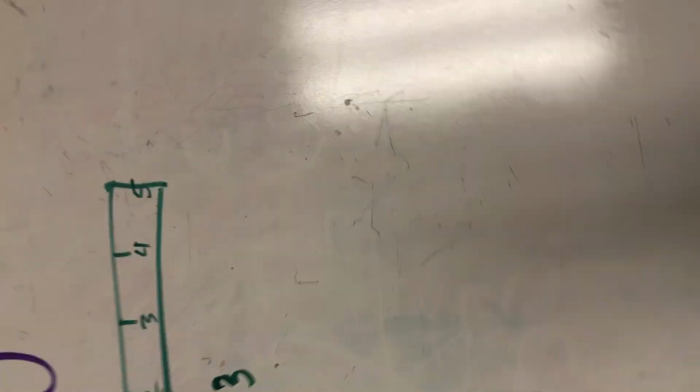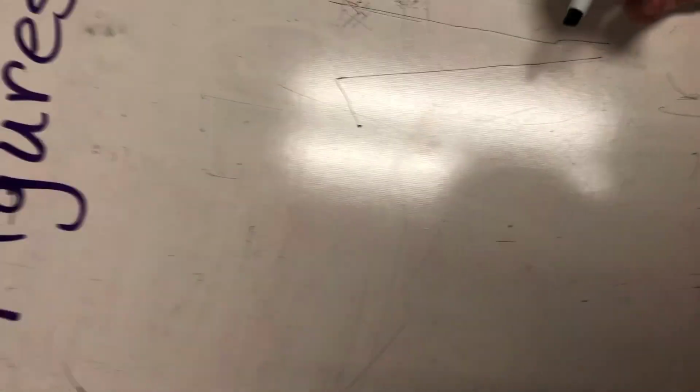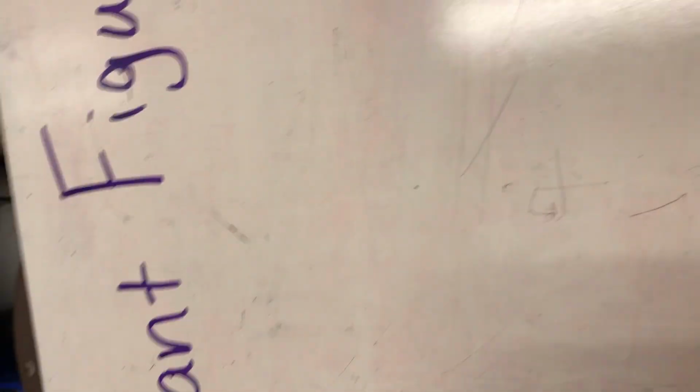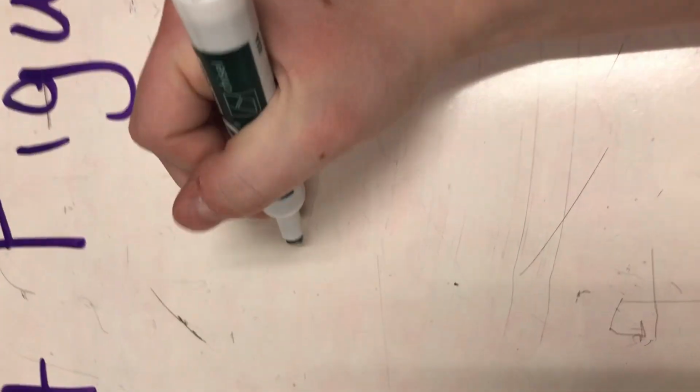The next big thing with sig figs is you want to know how to recognize the number of sig figs in a number that you see. Let's start with an example. Any non-zero number is always going to be a sig fig.